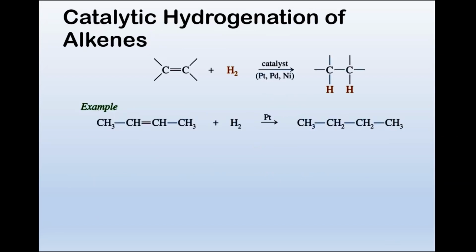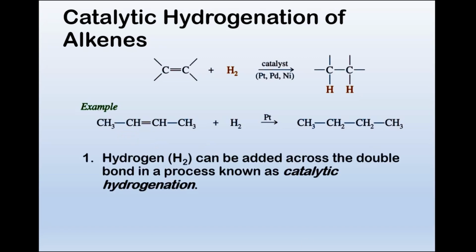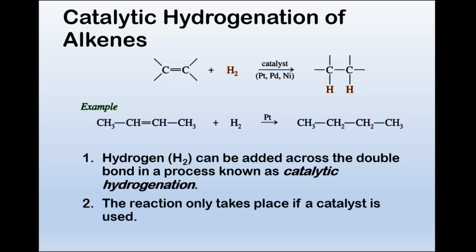If we have hydrogen and one of these expensive metals as a catalyst, palladium, platinum, nickel's not so expensive, we see here that we add hydrogen across the double bond. We can turn an alkene into an alkane, and we call this catalytic hydrogenation when we add hydrogen across the double bond. And it only takes place if we have a metal catalyst.